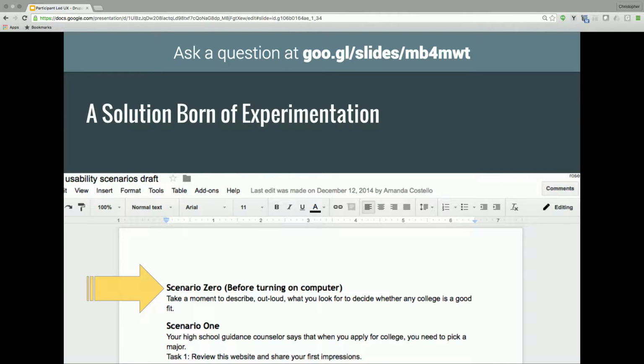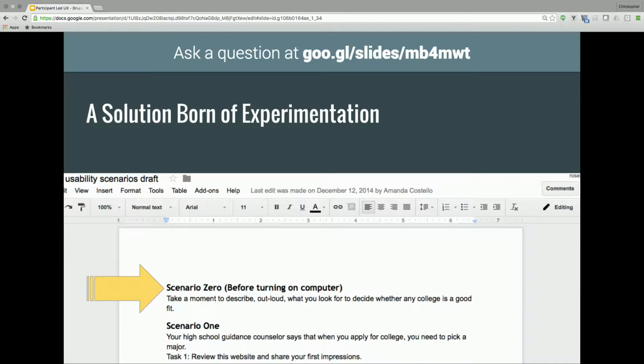And now this is something that Nick Rosencrantz of Usability Lab had given to him by one of his clients, which was to take a moment to describe out loud what you look for to decide whether or not any college is a good fit, which is not anything to do with the screen, which has nothing to do with the software that's about to be tested.